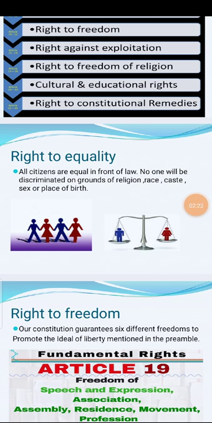The weaker and backward sections of the society have, however, been given certain privileges by way of reservations of seats in schools, colleges, government services, and in legislatures also. The state will provide all citizens equal protection of law. Our Constitution has also abolished untouchability. Its practice in any form is a punishable offense.